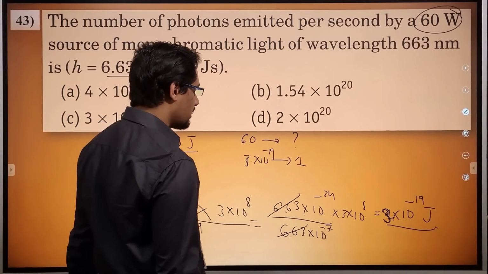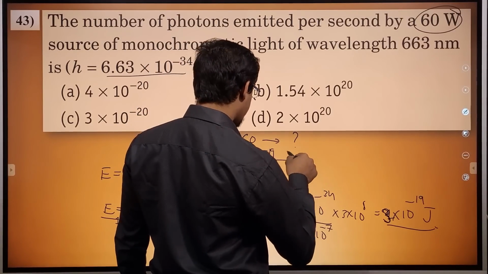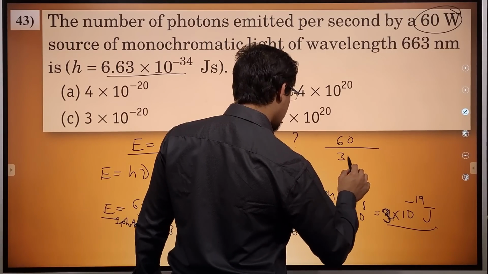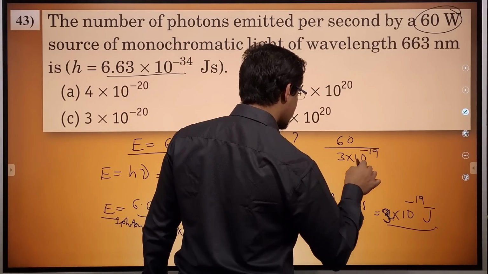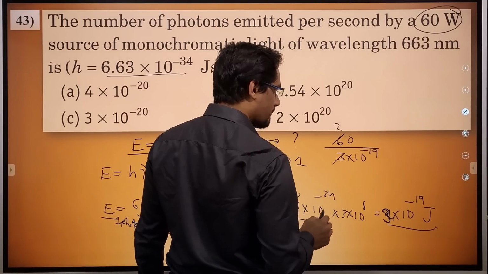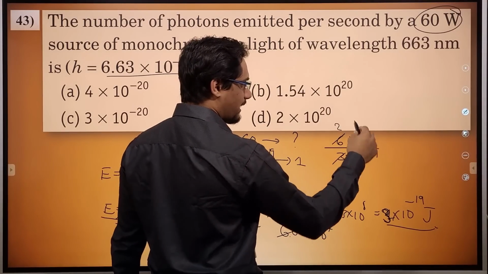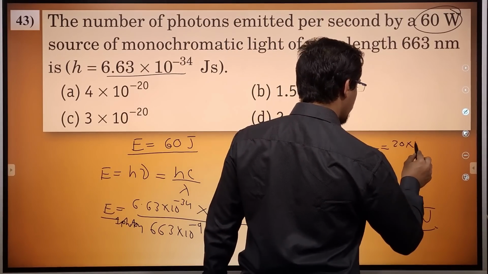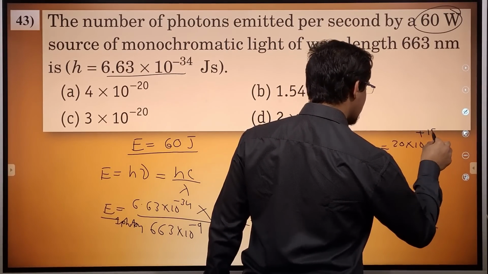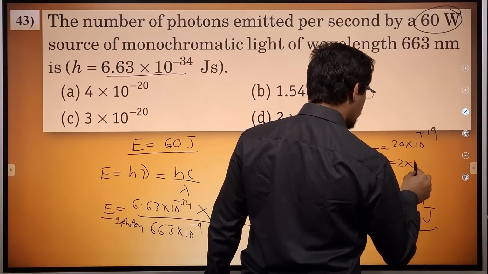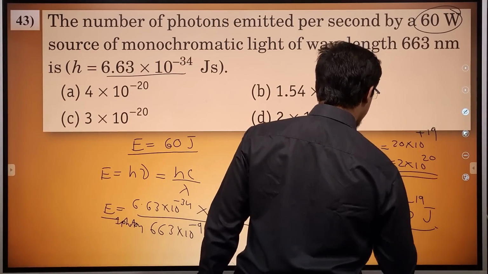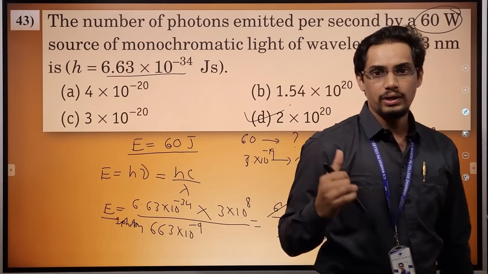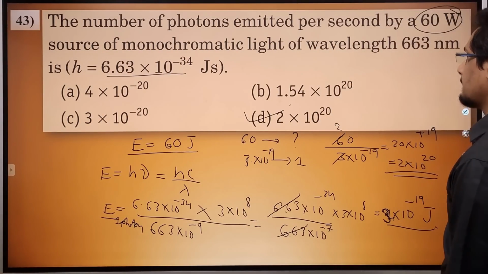If I do cross multiply, I'll get what? 60 divided by 3 into 10 to the power minus 19. 3 twos are 6, so it would be 20. Going up, 19 becomes plus 19. So it would be 20 into 10 to the power plus 19 or 2 into 10 to the power 20. The correct option is option D. 2 into 10 to the power 20.